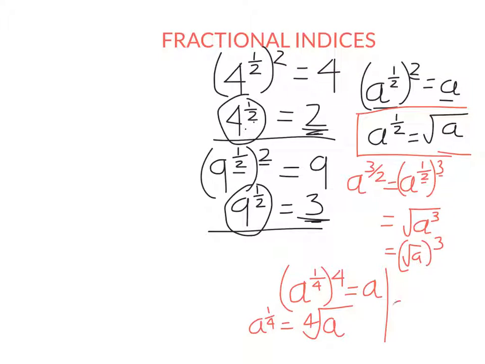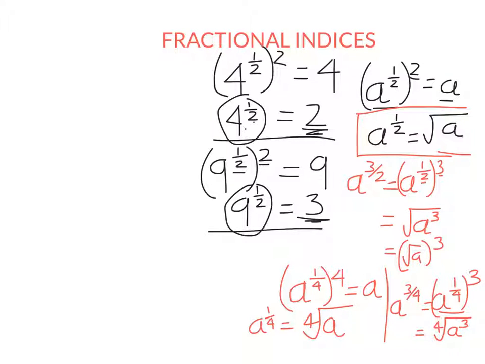So what would something like a to the power of 3 quarters be? Well, that is a to the power of 1 quarter, but raised to the power of 3, to be consistent with the power to a power rule. But this in brackets is the fourth root of a. So this will be the fourth root of a, cubed. Okay? So raising something to the power of a half is square rooting it. Raising it to the power of a third is cube rooting it. Raising it to the power of a quarter is fourth rooting it, and so on.